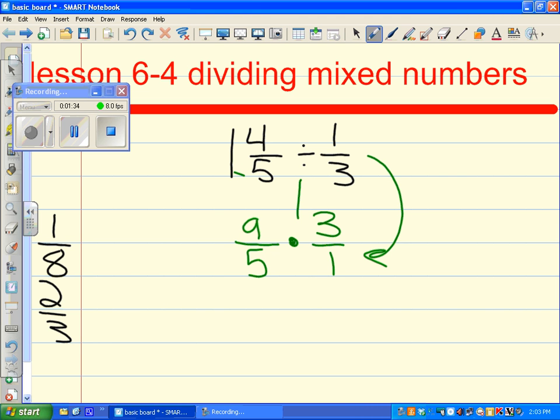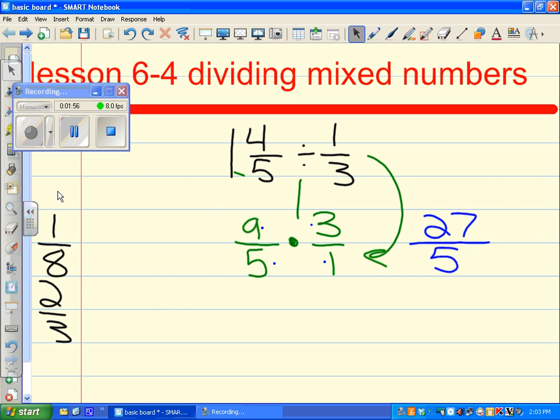And now I see, first, can I cross anything out? Nope, not really, but that's okay because these are small numbers and easily multipliable. I have 9 times 3, which gives me 27, and 5 times 1, which gives me 5. I end up with 27/5 as my answer.